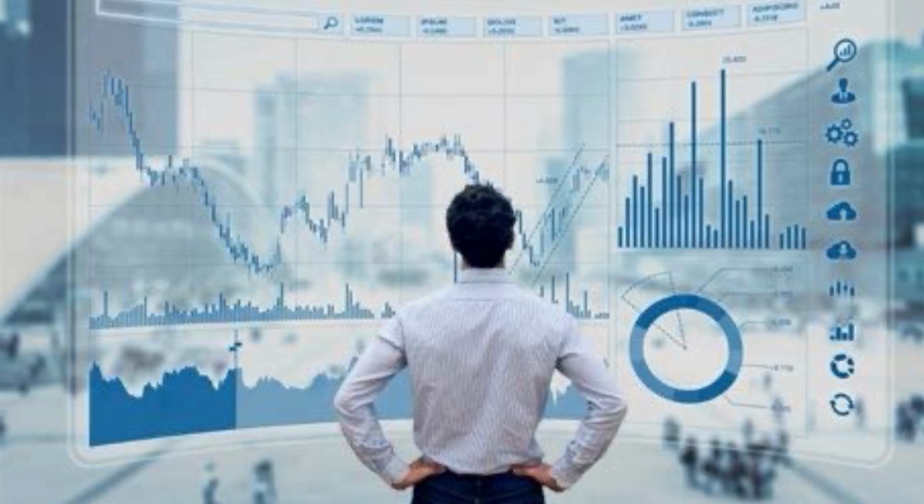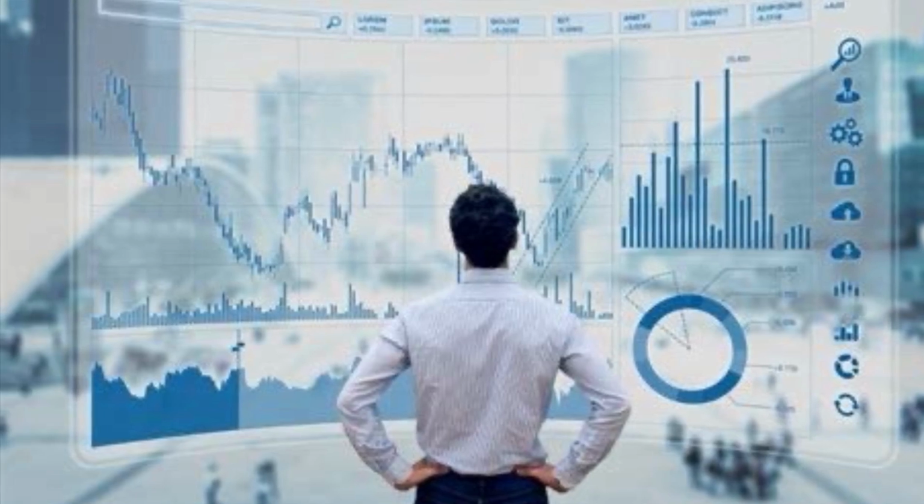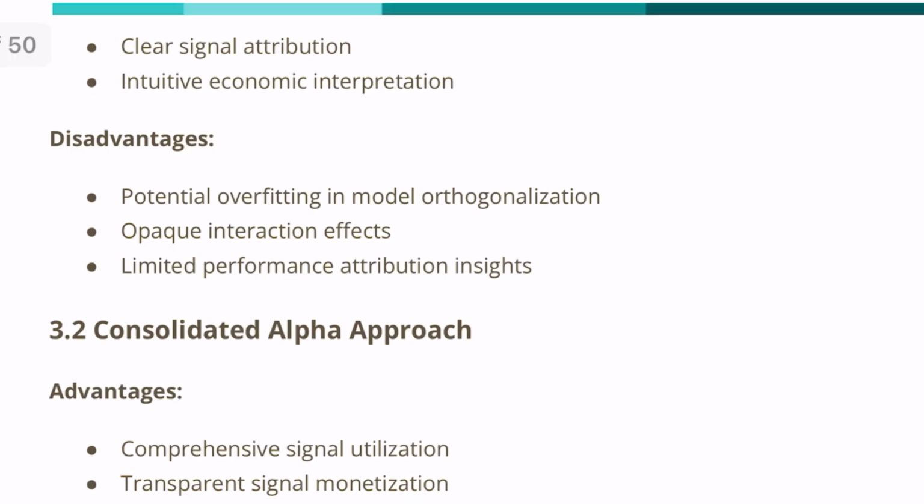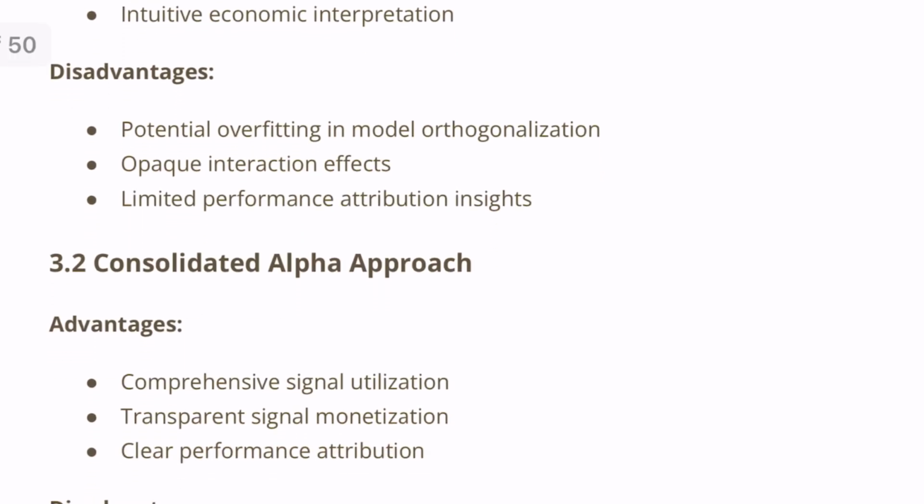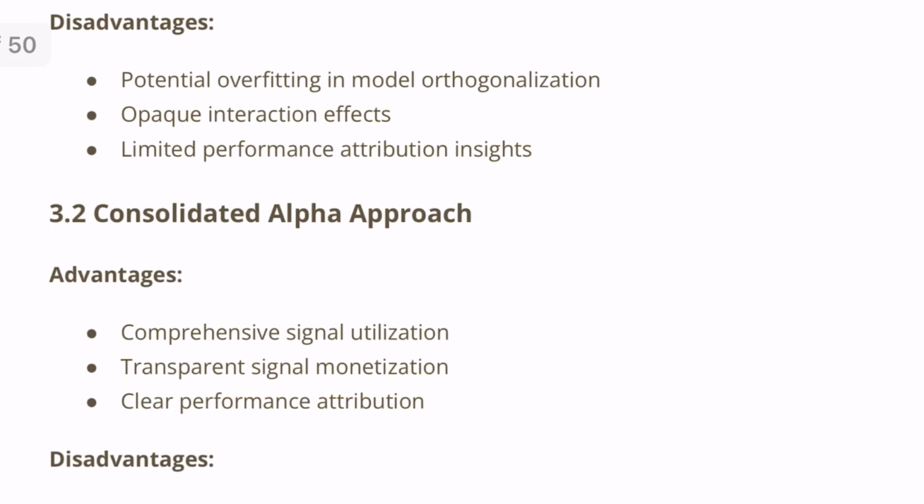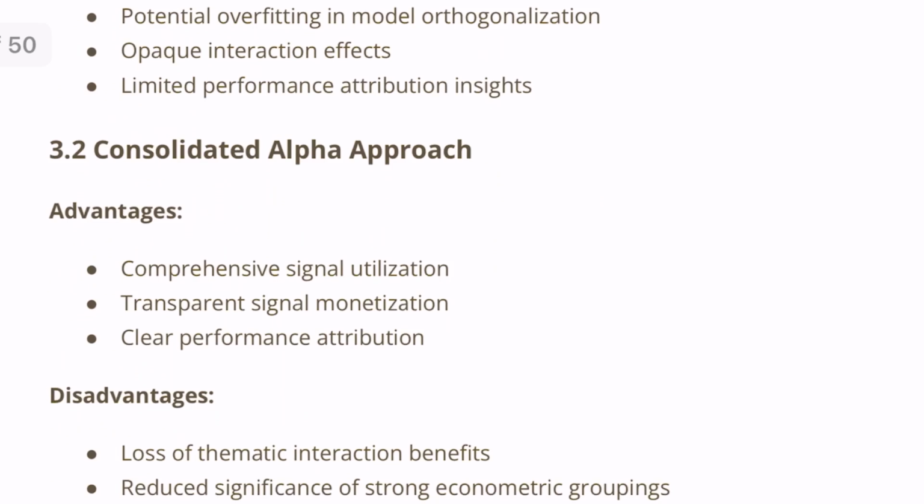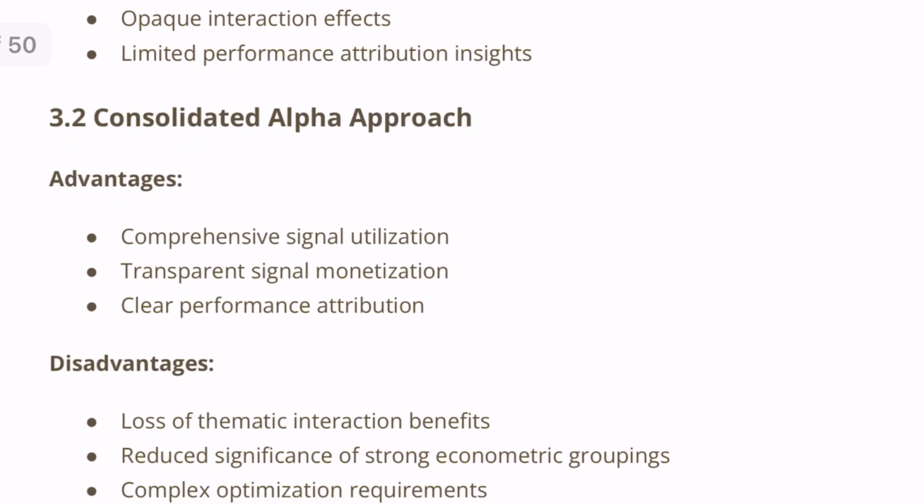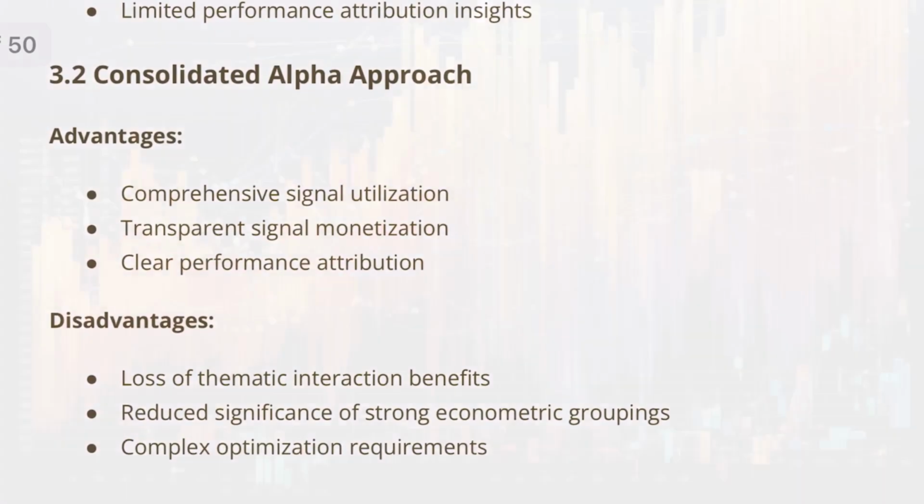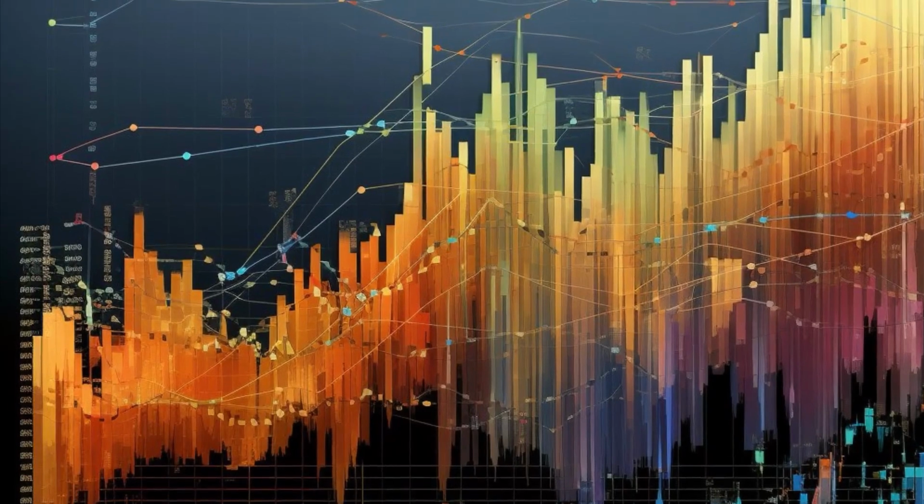Instead of creating these separate thematic portfolios, it aims to build one single unified portfolio that incorporates all the available alpha signals from all those different models you've built. So it's like combining all your best ideas, all your secret ingredients into one super portfolio. Exactly. You're not compartmentalizing different themes. You're throwing them all into the mix and letting the optimization process sort things out.